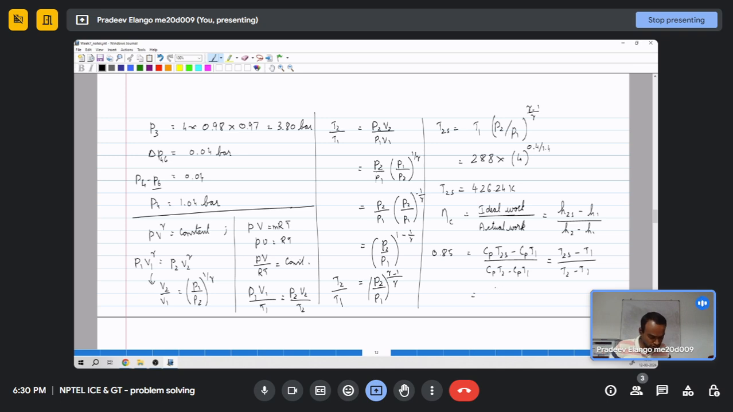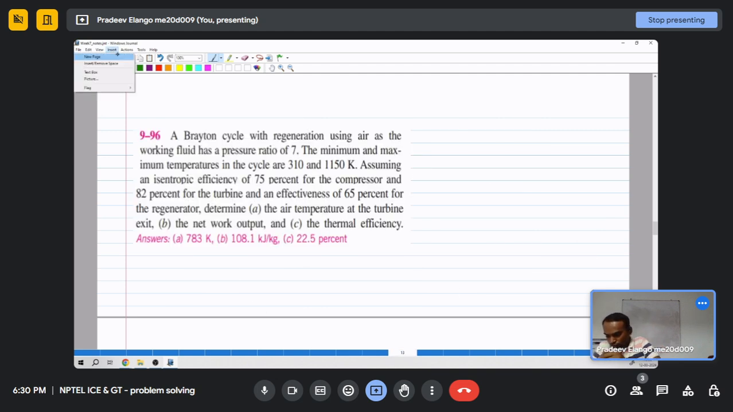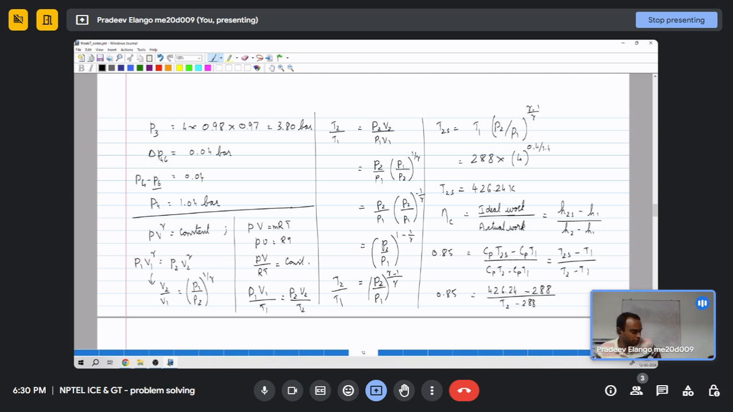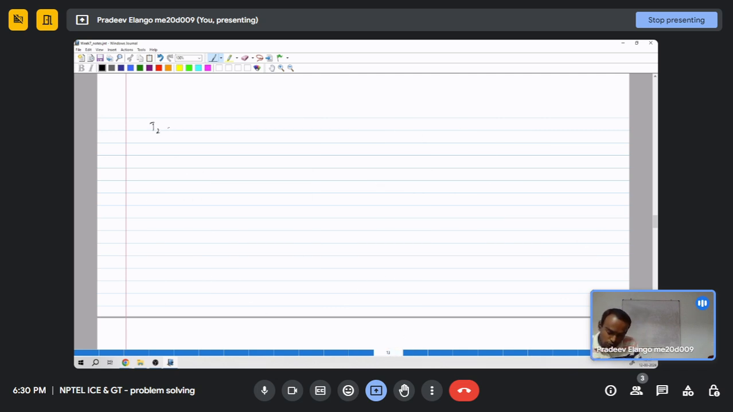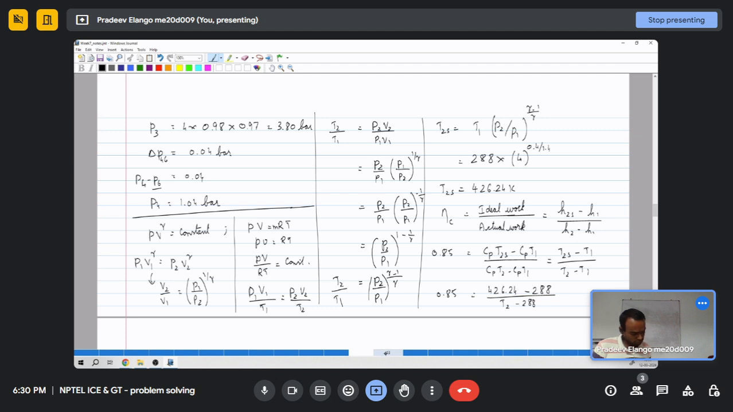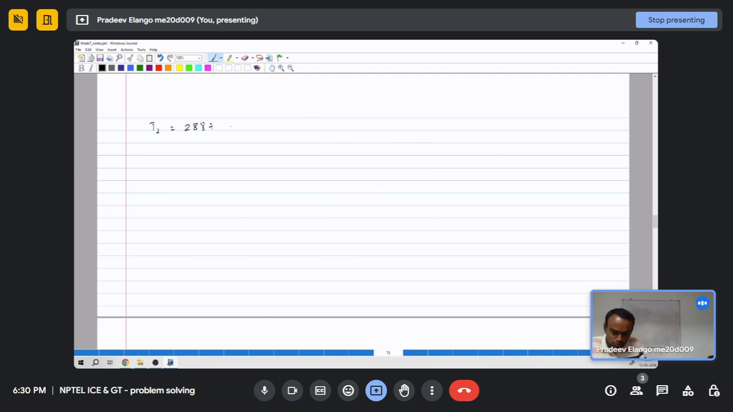T2S we have just calculated, it is 426.24, minus T1, which is given in the problem, that is 288, and T2 we need to find. So rewriting this, we will be able to find the value of T2. T2 will be 288 plus (426.24 minus 288) divided by 0.85. Can you calculate the value of T2?